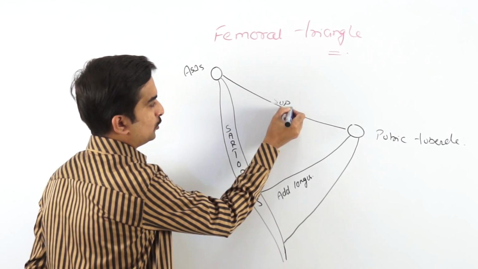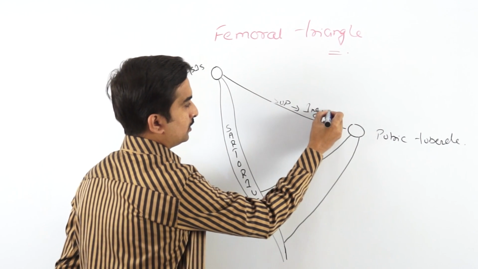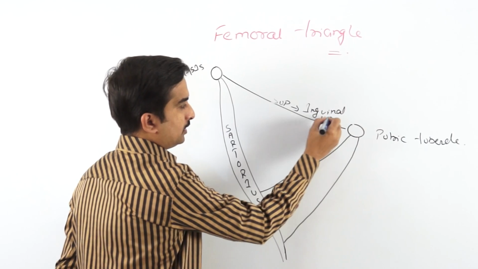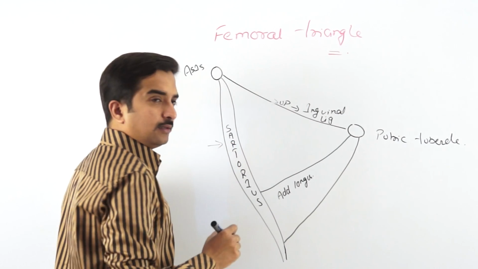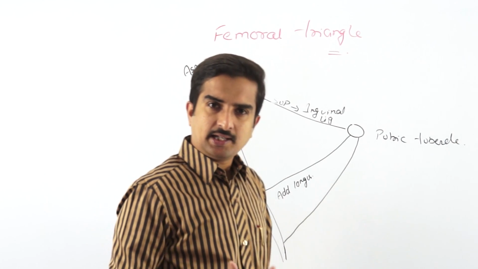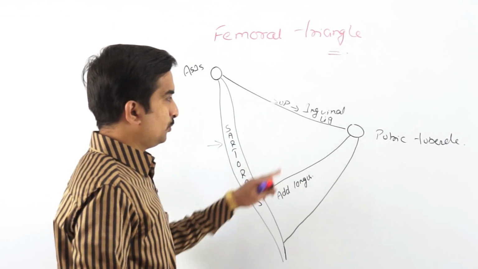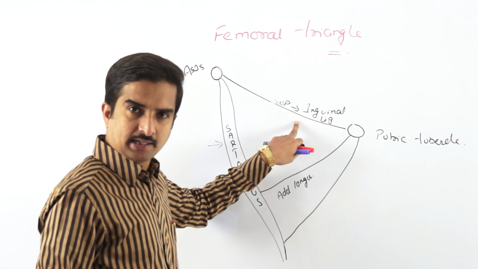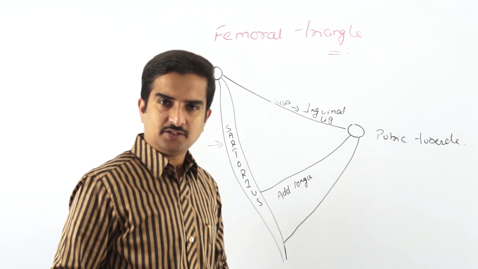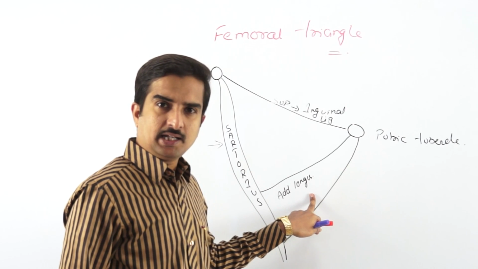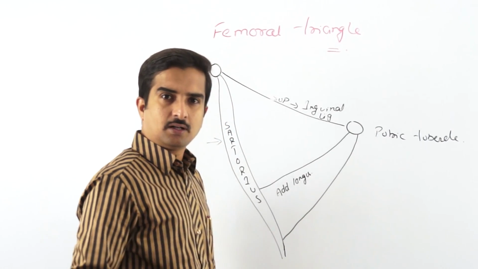Superiorly it is formed by the inguinal ligament, and laterally the triangle is bounded by the medial margin of the sartorius. Superiorly it is bounded by the inguinal ligament. Laterally it is bounded by the medial margin of the sartorius. Medially it is bounded by the medial margin of adductor longus.